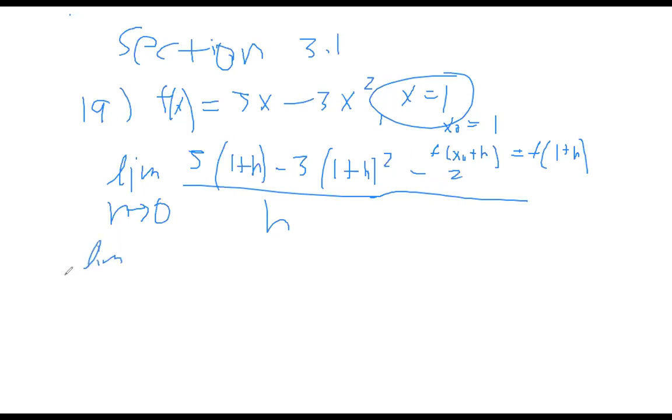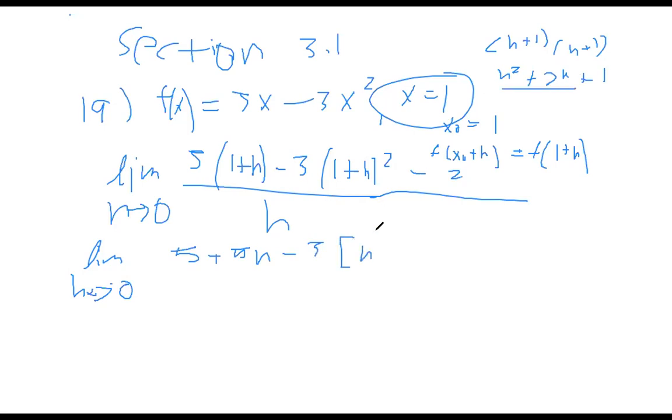So we have the limit as h. Sorry guys, the mouse is annoying. This is going to be 5 plus 5h minus, and you just have to simplify this. h plus 1 squared is h squared plus 2h plus 1. You can do this mentally, or if you can't, do it on the side: what's h plus 1 times h plus 1. So that's plus 2h plus 1. Then you do minus 3 times this, to simplify. So that plus 2h plus 1, minus 2, all over h.